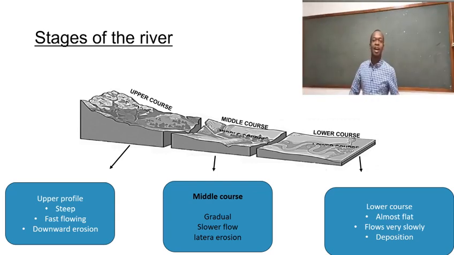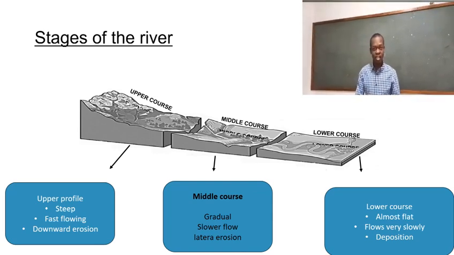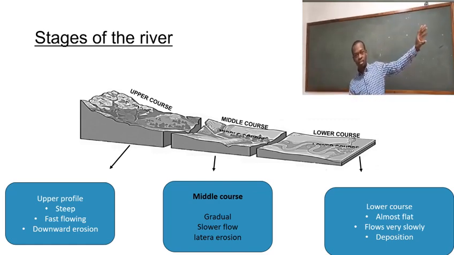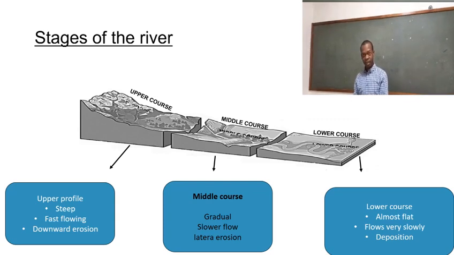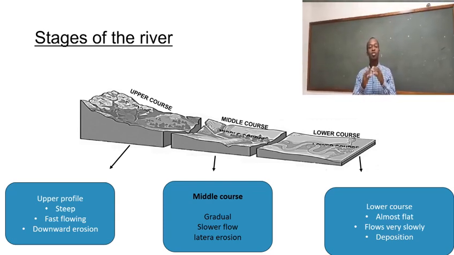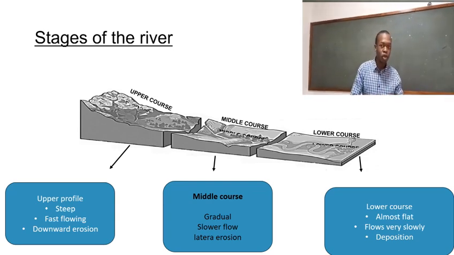So guys, now we are at the last stage, which is the lower course. At the lower course, that's where the deposition happens. That's where all the erosion from the upper course gets deposited. So there the flow of the river is very slow because that's where the river actually meets an ocean.